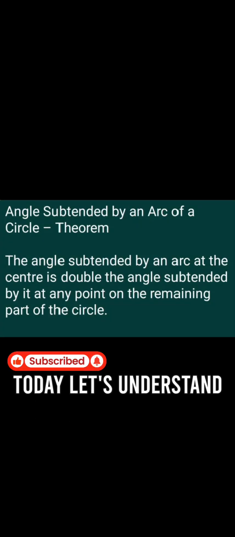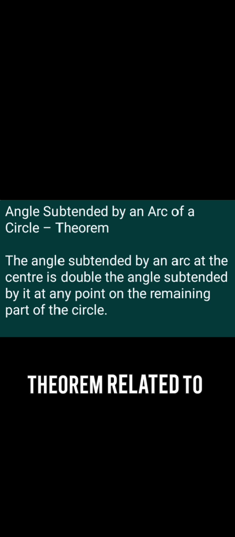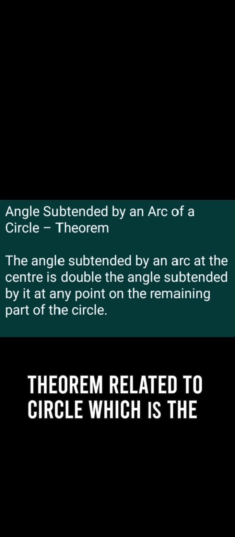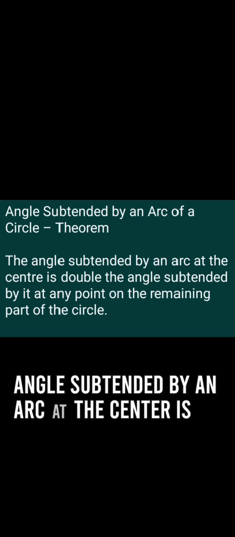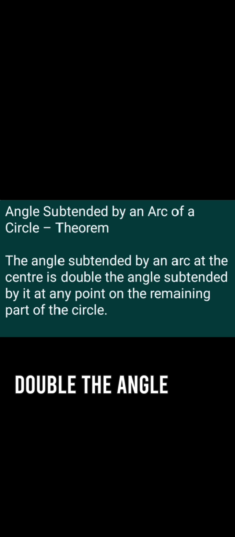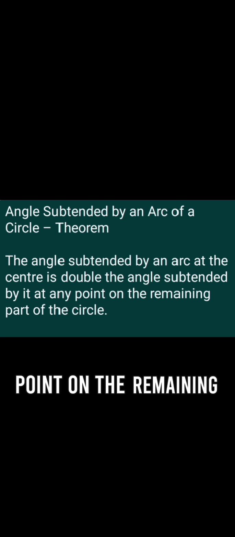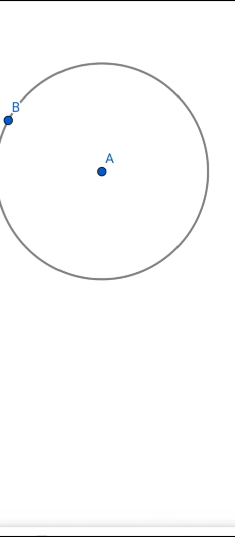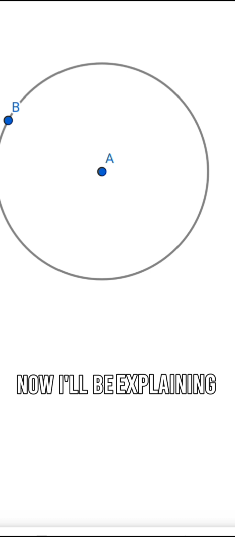Today let's understand a very important theorem related to circle, which is: the angle subtended by an arc at the center is double the angle subtended by it at any point on the remaining part of the circle. I have only read it out, now I will be explaining the same.